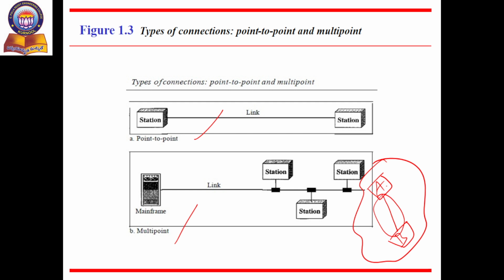That means this link is not shared by any other system or any other node. The link is connected between the two devices. It's point-to-point. The link is not used for any other transmission. The link is used for transmission between A and B only. So that is point-to-point. And coming to multi-point, just observe this image.